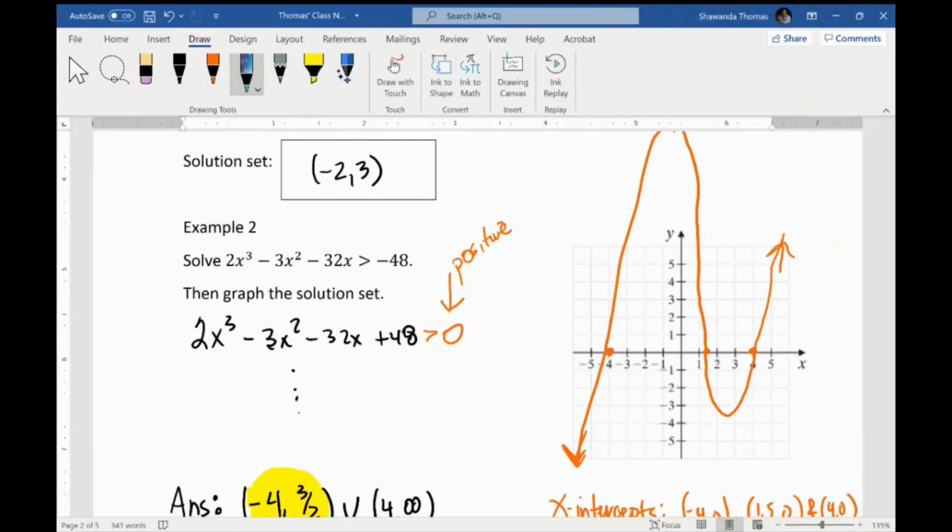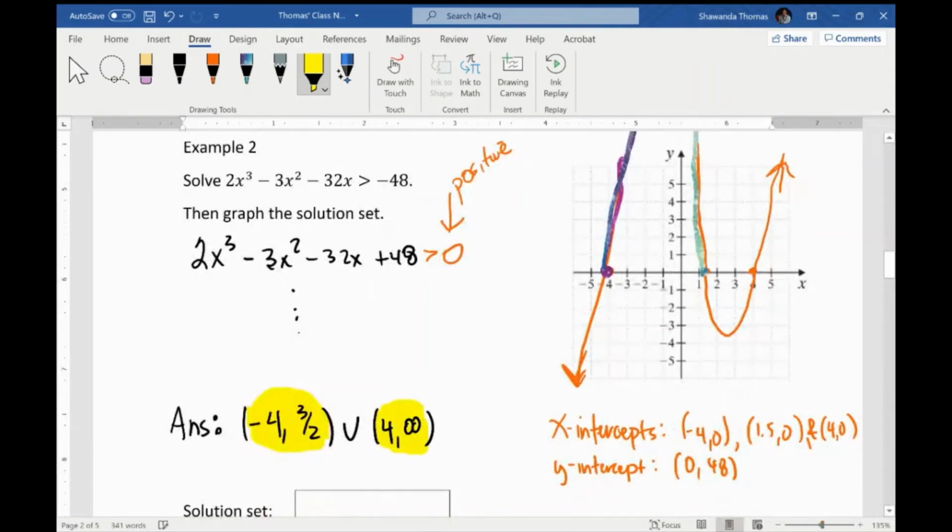So we said that one interval is this one, -4 to 3 halves. Now notice the graph. Isn't this -4 right here? If you look at the y-axis, all of these y values are positive, correct? So from -4 to 1.5, they are positive y values. We also have positive y values from 4 to infinity. Right here. Start back up. Positive values right in this direction.